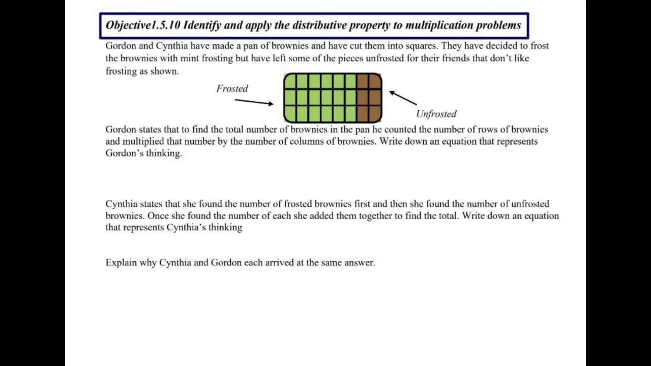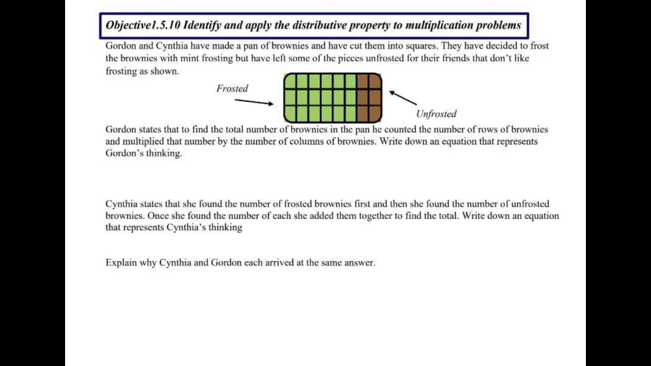is a pan of brownies. Okay, so Gordon and Cynthia made them. They've cut them into squares, or in this case rectangles. Okay, the green ones are frosted and the brown ones are just plain chocolate and unfrosted. So Gordon is saying to find the total number of brownies, he wants to find the total number of rows and columns and multiply them. And then Cynthia has a different idea, but let's stick with Gordon's for a second.